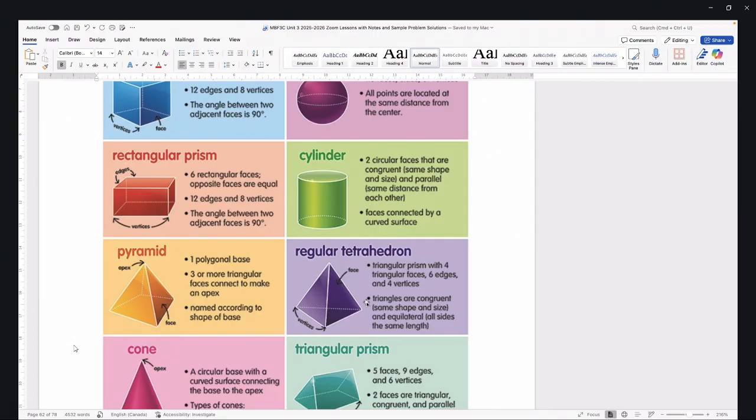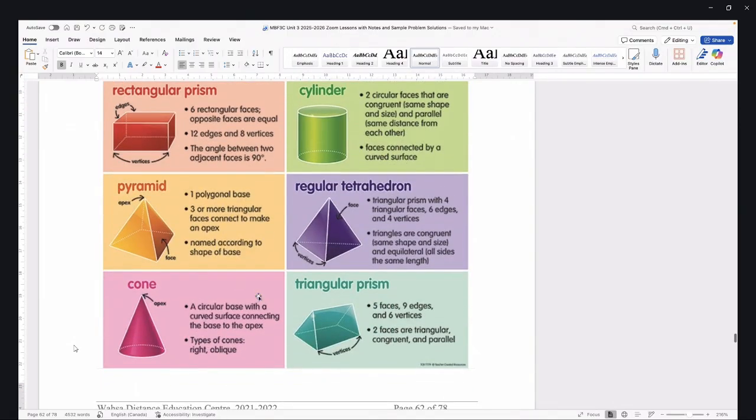Okay. Then we have a cone. We've all seen what an ice cream cone is. So it's got a circular base, and then we have a curved surface connecting the base to the apex at the top. Okay. So we have right cones and oblique cones. We're not going to worry too much about those right now, but we'll talk mostly about the right cones.